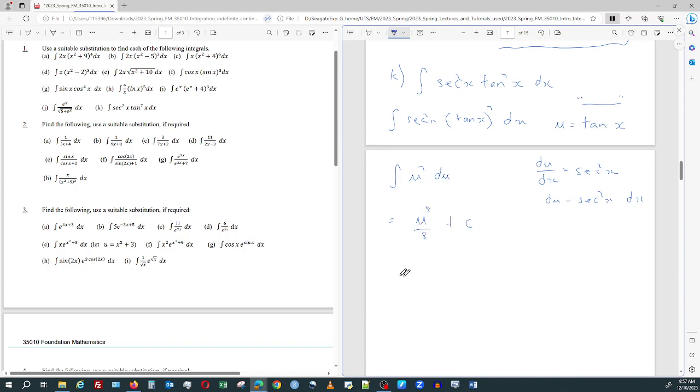Now you can get all sloppy. So 1/8 u to the power 8 plus c. And what goes in here is u, tan x. And yes, if you want to, you can write tan to the 8 x, and that's fine. Either one of those is correct. Oh, that was at first a very shocking one. Okay, that was the end of question 1, by the way. So that's given us quite a bit of thinking to do.